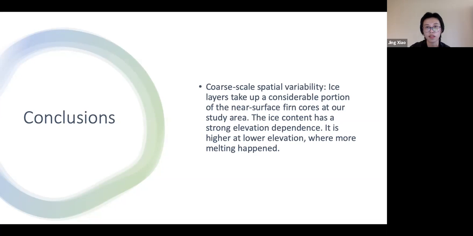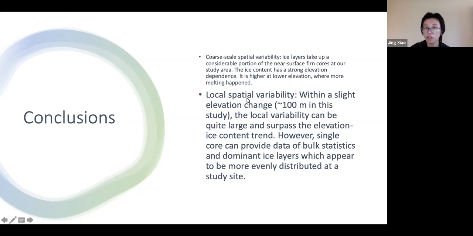Second, about the local spatial variability. Within a slight elevation change, for example, 100 meters in our study, we find that the local variability can be quite large and even surpass the elevation ice content trend. But at the same time, a single core can still provide us with quite reliable data of the box statistics of that site. Also, the dominant ice layers seem to be more evenly distributed at a site.